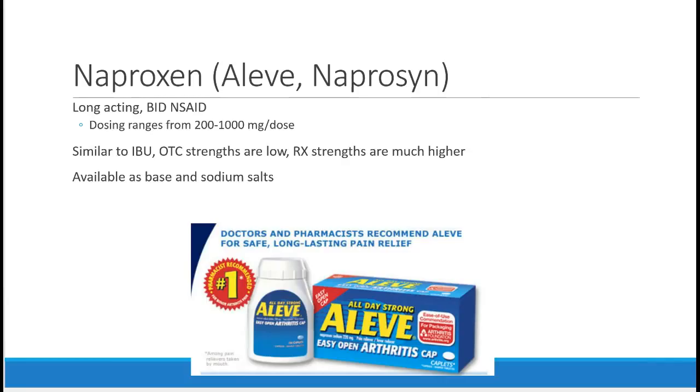Naproxen, or Aleve or Naprosyn, is another really commonly used medication. The one big difference between this and ibuprofen is it's longer lasting. So Aleve has like a 12 to 14-hour half-life, so you can take it twice a day as opposed to ibuprofen, where you're taking it 4 times a day. So it's a little bit more convenient. May not be quite as potent.